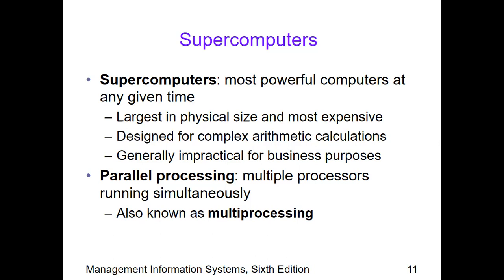Anyway, so even within 6 months, that's the usual or the minimum amount of time, it can be less or more, or exactly a year or more, there can be updates on operating systems and operating capabilities. Now, supercomputers are the most powerful computers at any given time. They're the largest in physical size, and as we've said, the larger they are, the more expensive they are. So in fact, supercomputers are the largest and most expensive, designed for complex arithmetic calculations and generally impractical for business purposes because they are very big.